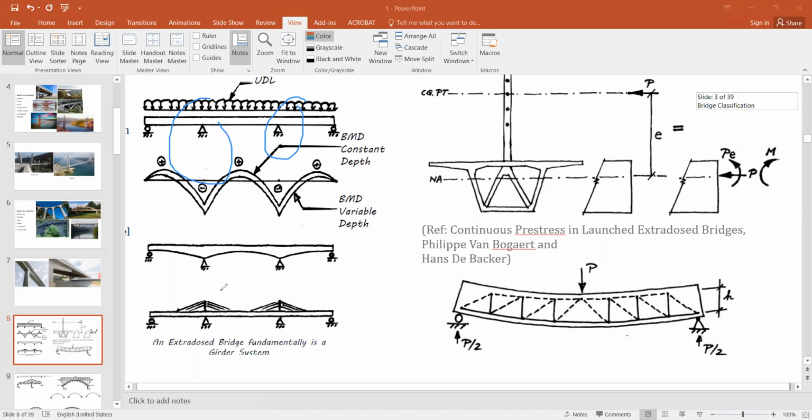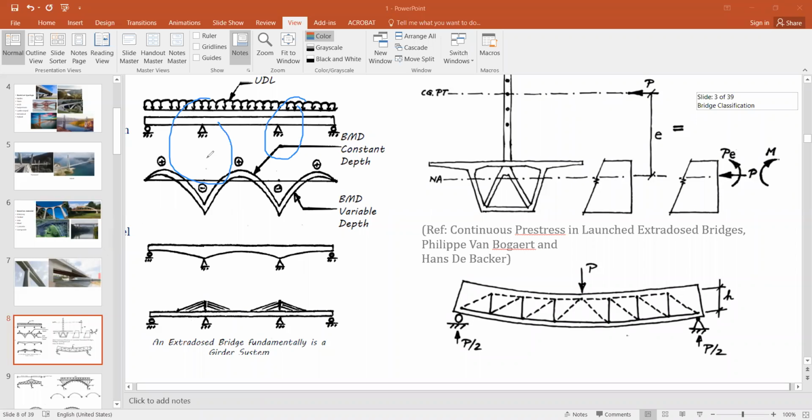This is an extradosed bridge. This works the same way, but in this type of bridge the cables are working as an external post tensioning. We provide a higher eccentricity here to support the negative demands. So you can see here this is a typical extradosed structure.